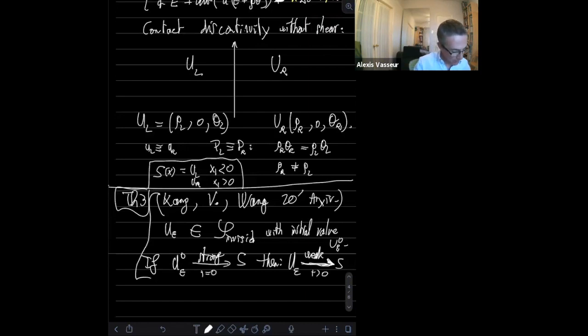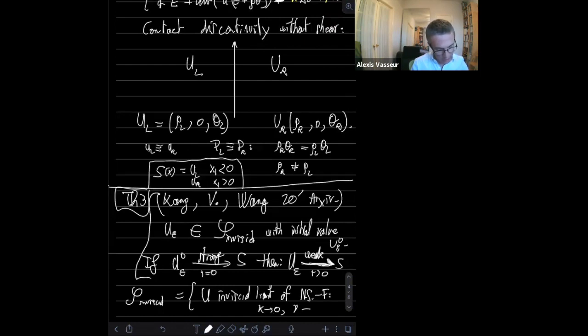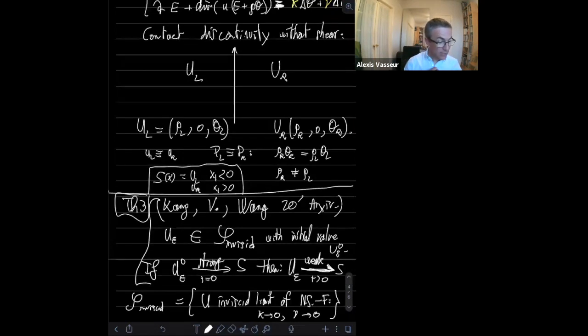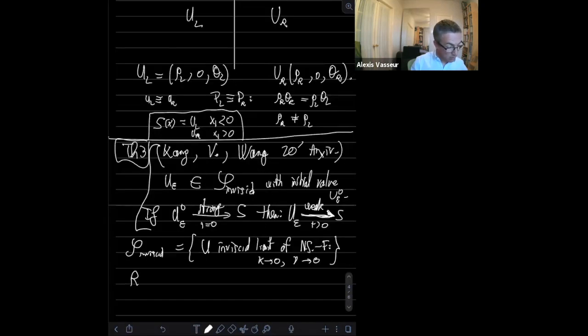And what is S weak, S inviscid, is as before, U any inviscid limit of Navier-Stokes-Fourier, when the limits are taken kappa first and U second. So you need to take the limit in a certain order. I mean, kappa has to be very small compared to U. That's basically it.